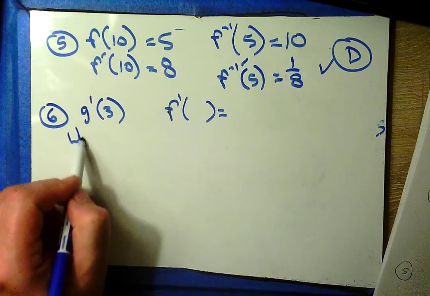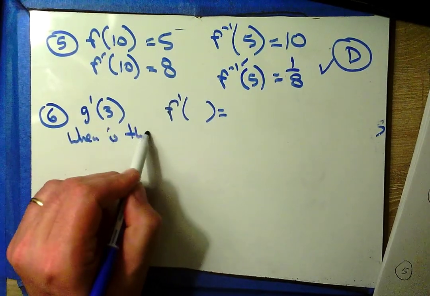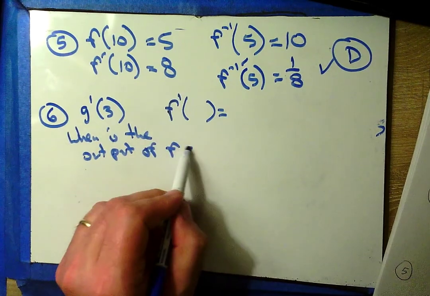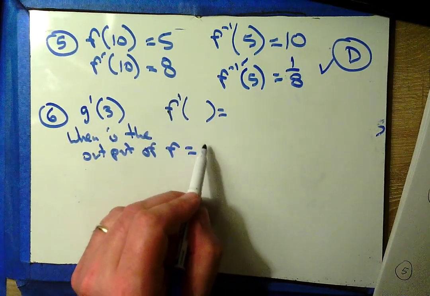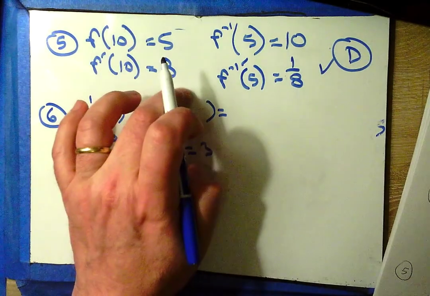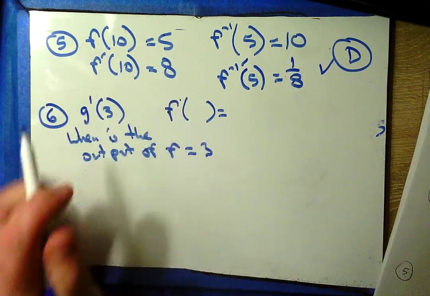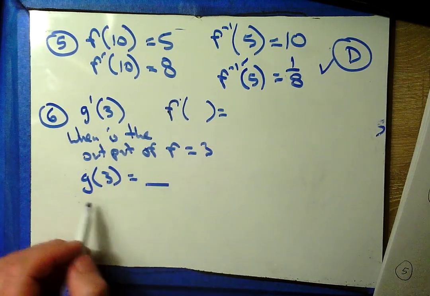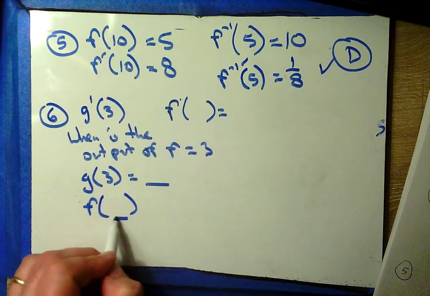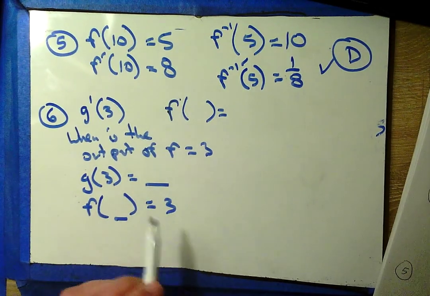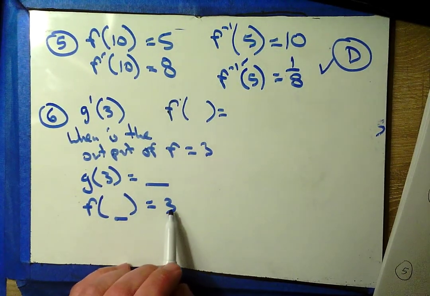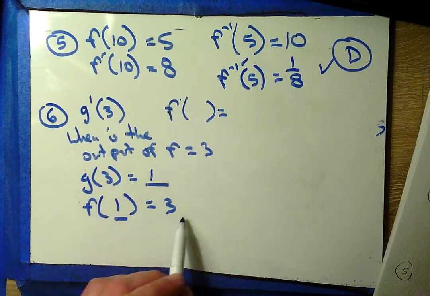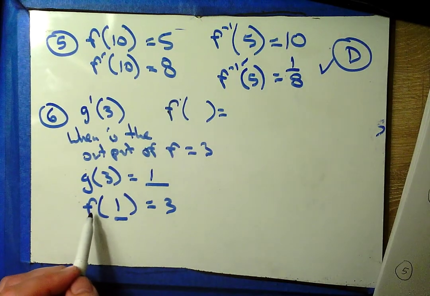When is the output of f equal to 3? In order to say what point must exist on the original function, there's g of 3 equals something, which means that f of something equals 3. So when does f have an output of 3? F has an output of 3 at 1. So we know this is true about f.